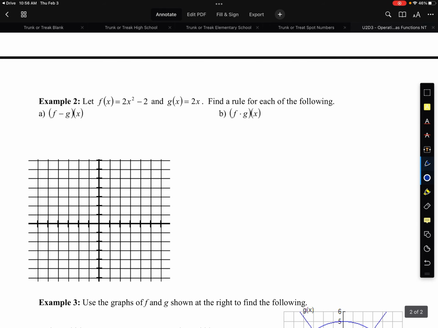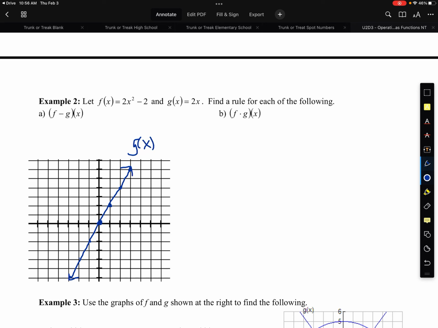All right, example 2. Option 1. First things first, I'm going to graph. If I graph g of x, I got 2x. My y-intercept is at 0, going up 2, over 2, up 2, over 2, and down 2, down 2, down 2. That's my g of x equation.